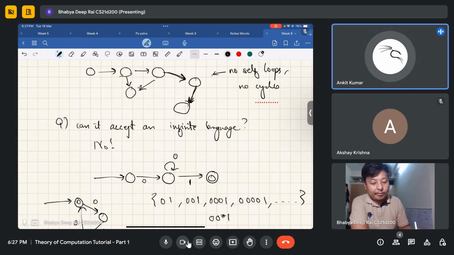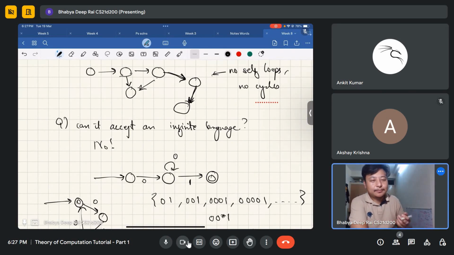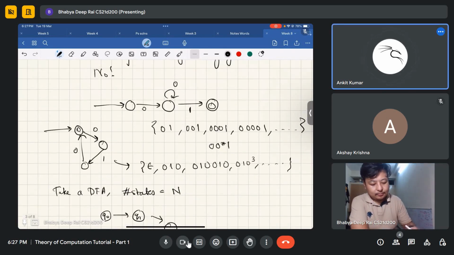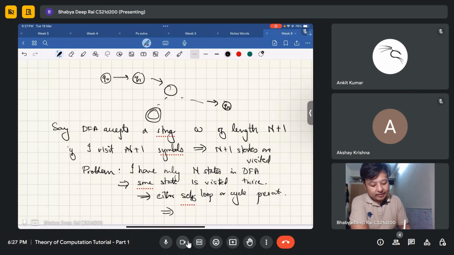It can be infinite language. Yes. In fact, it is always an infinite language, right? Yes, sir. Nice. So the language of the DFA is infinite. Getting it?